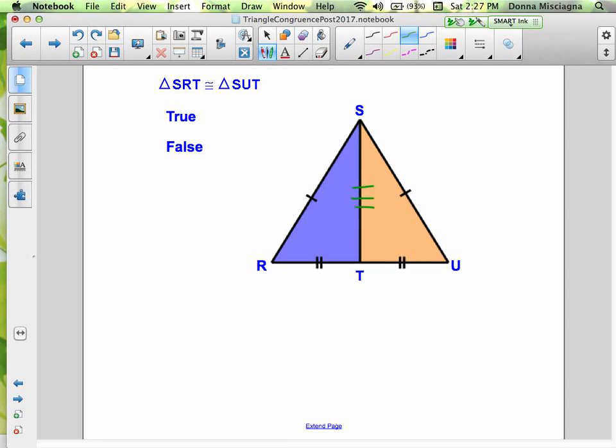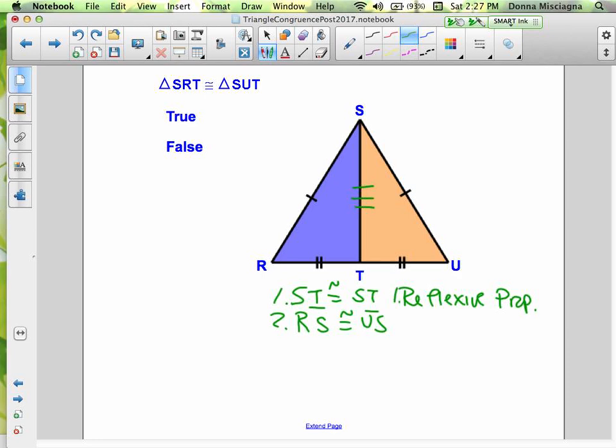We have ST congruent to ST using the reflexive property. And then I'll write in the other ones. We also have RS congruent to US, and that is given. Notice I usually start with my givens. It's just a typical way to start a proof. However, nothing prevents me from starting with ST congruent to ST because it's not dependent upon me knowing those givens. We know that something shared is congruent to itself.